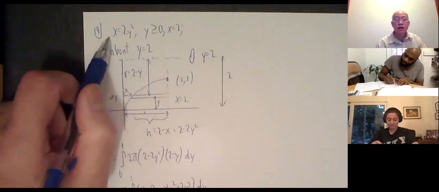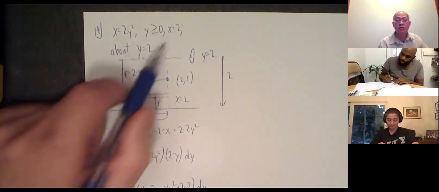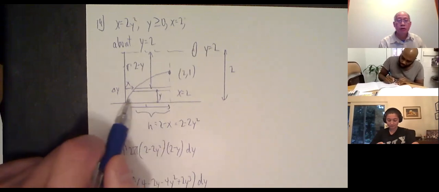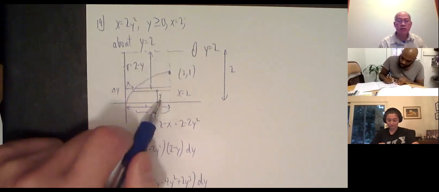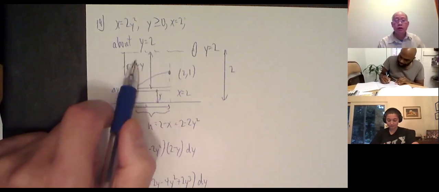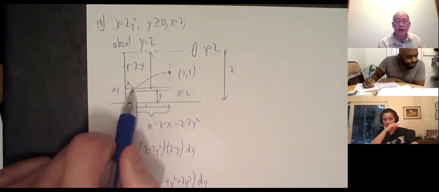Okay, 19. x equals 2y squared for y greater than or equal to 0, and x equals 2. Okay, x equals 2y squared looks like that. And you're spinning it way up here about y equals 2. So if we're doing the shell method, your slices are going to be this way, delta y.